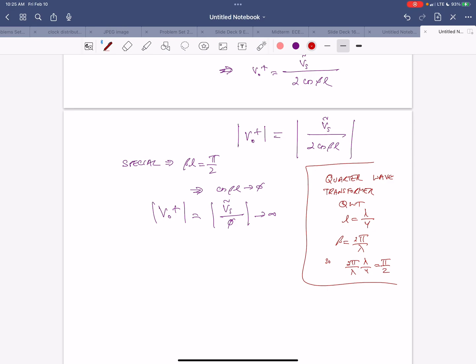One question you might have is, what's this wavelength? We'll see in a little bit, but the wavelength is related to the frequency of the signal and the speed of light in this material. I'll come back to it, but the faster a signal is, the shorter the wavelength.